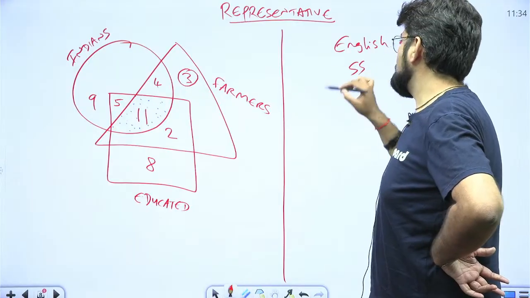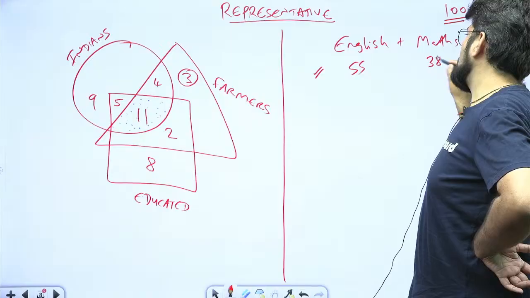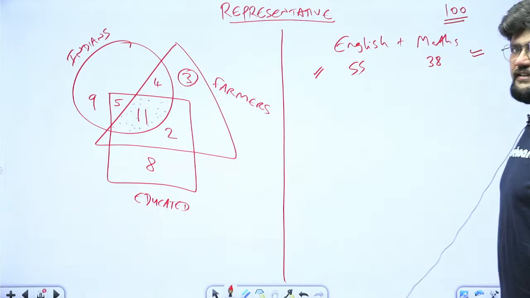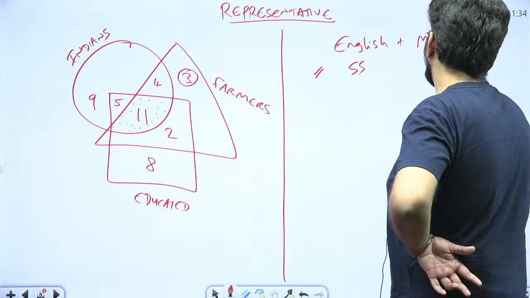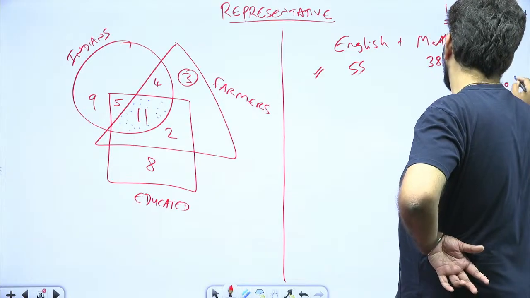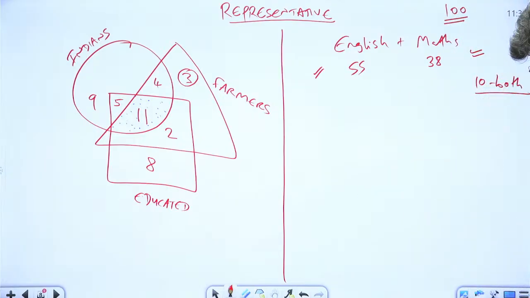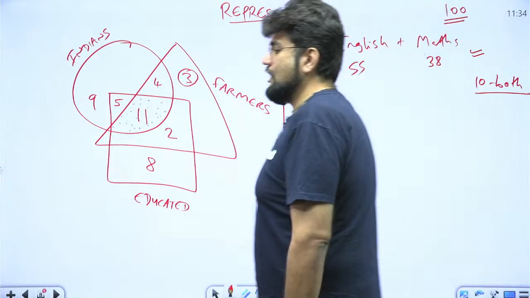55 students have passed in English, and 38 students have passed in Maths. And there are 10 students who have passed in both. Now they are asking you how many passed only in English.